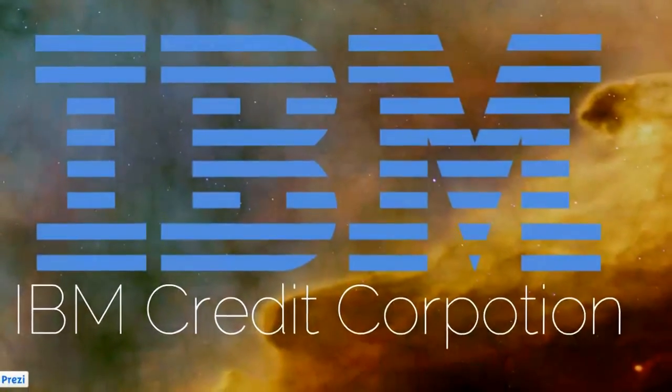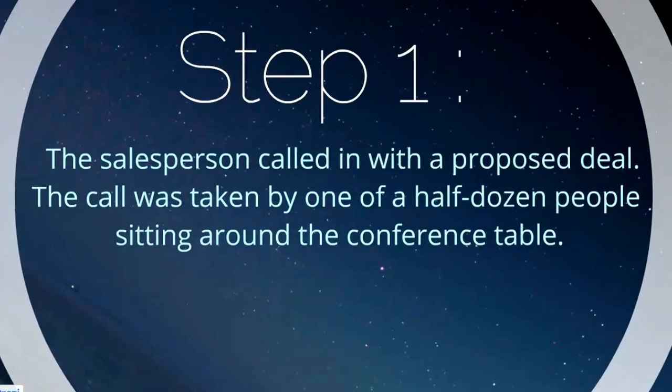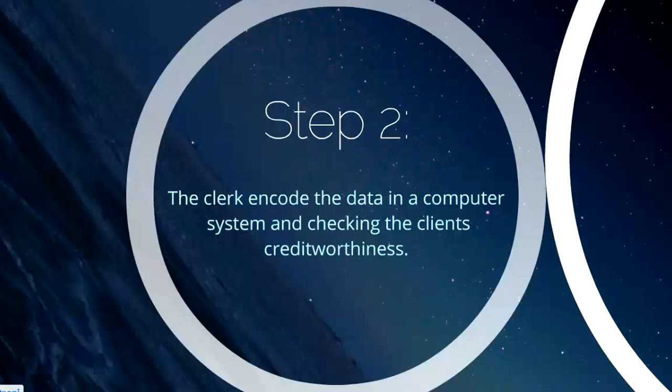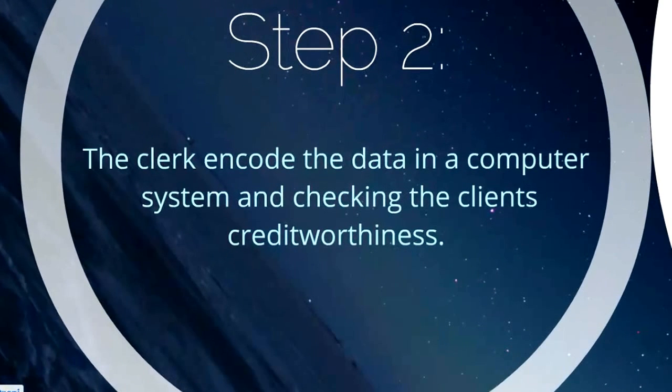The process worked like this. Step 1. The salesperson called in with a deal. The call was taken by one of the people sitting around a conference table. Whoever received the call logged it, wrote the details on a piece of paper, and carried the paper to a second person. Step 2. The clerk encoded the data in a computer system and checked the client's creditworthiness, which means they looked at the salesperson's ability to borrow money. This person then wrote the details on a piece of paper and carried the paper along with the original documentation to a loan officer.